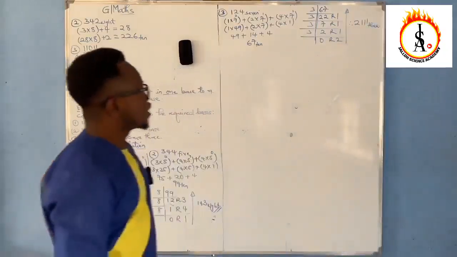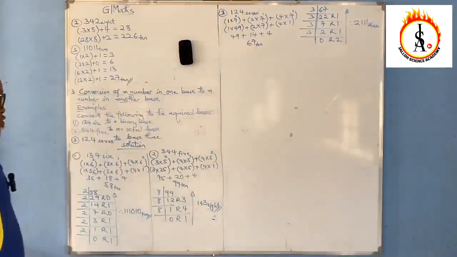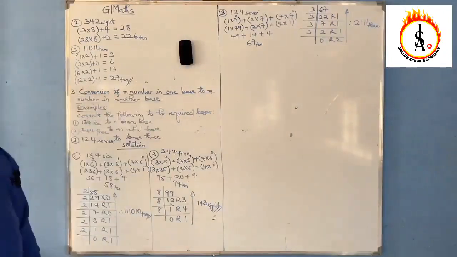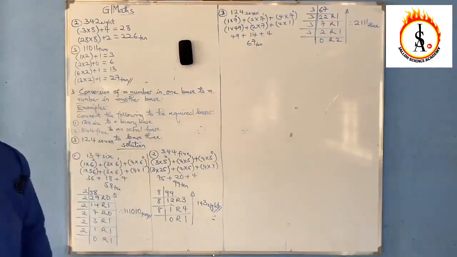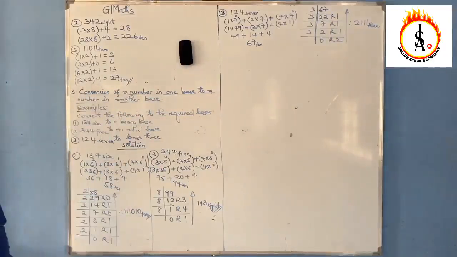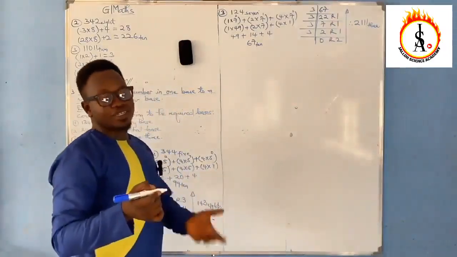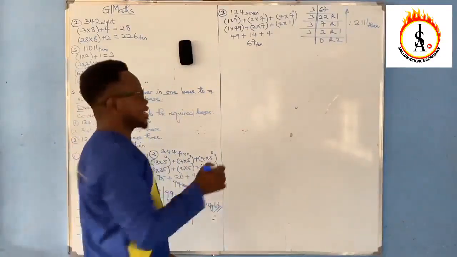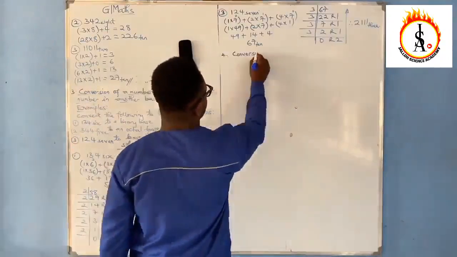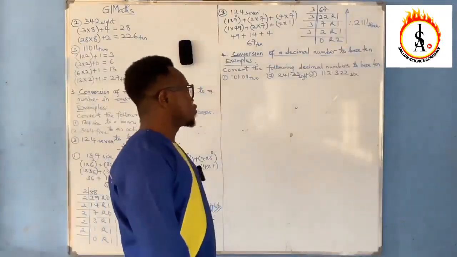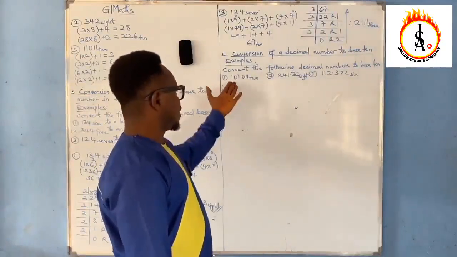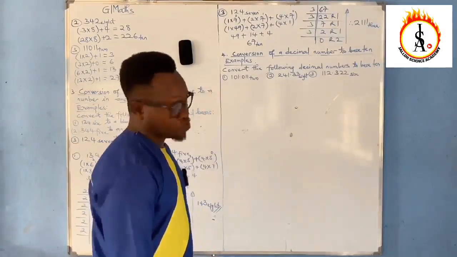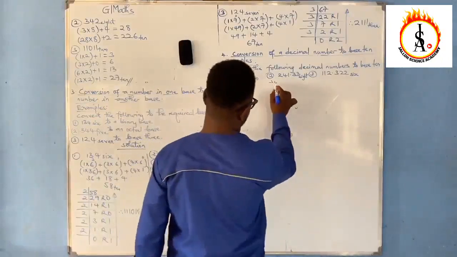So this is how we can convert from a number in one base to a number in another base other than base 10. So next up is conversion of a decimal number to base 10. Okay, we have examples on the board. Convert the following numbers to base 10. 101.011 in base 2. So we start off with that.